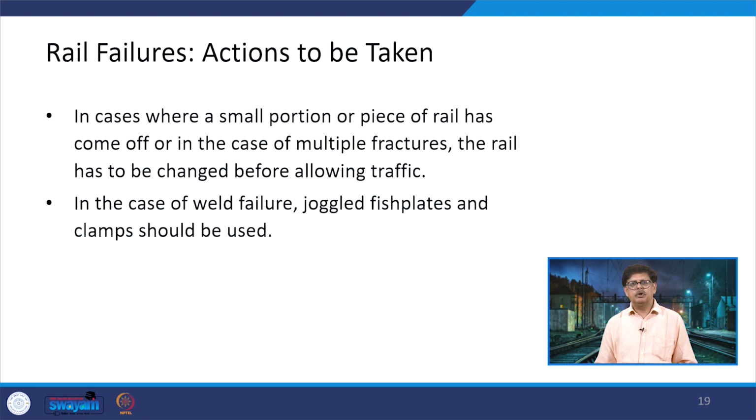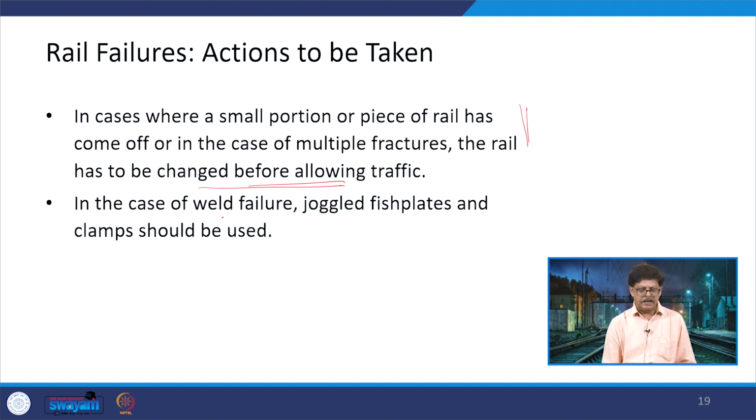Now, in case a small portion or a piece of the rail has come off, or in case of multiple fractures, the rail has to be changed before allowing any traffic. So, if any of these things are happening, then we need to take action on this.